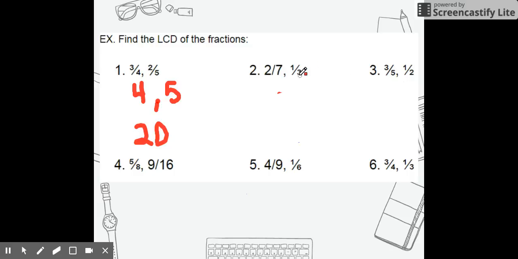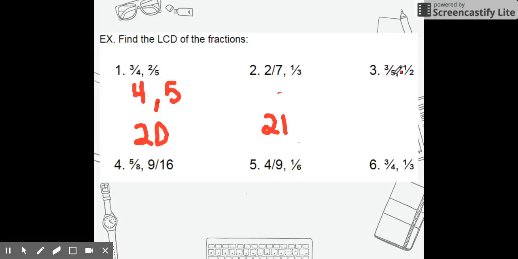Over here, 7 and 3. Sometimes your best starting position is maybe just to multiply the two of them together. So with 2/7 and 1/3, you have 7 and 3. And 3 won't go into 7. So if you try multiplying it, you have 21. And if you think about it, 21 is the smallest option that they will both go into. So that's your least common denominator. It's not always like that, so don't think that. But a lot of times it might be.